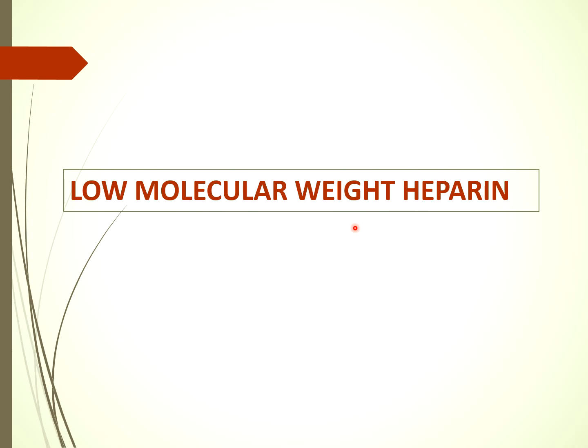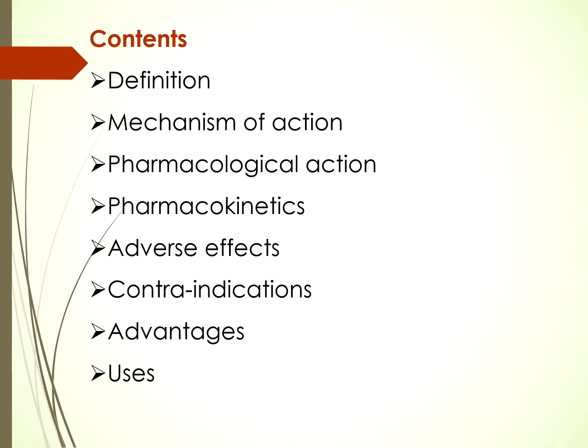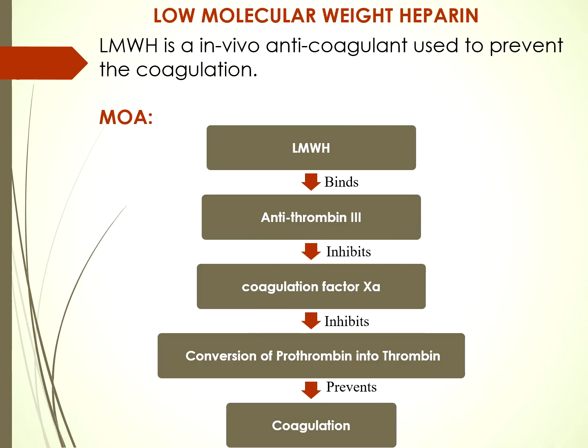Low molecular weight heparin. Low molecular weight heparin is an anticoagulant used to reduce the coagulation. Let me discuss in detail about that. Contents. It includes definition, mechanism of action, pharmacological action, pharmacokinetics, adverse effects, contraindications, and advantages over the unfractionated heparin or heparin, and uses.